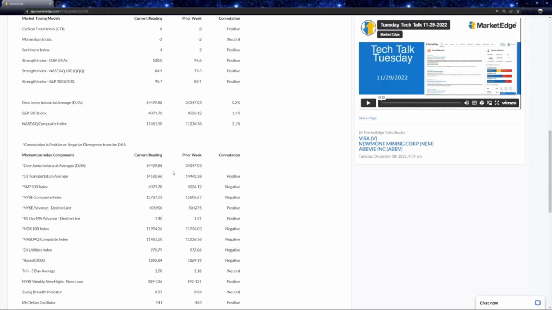As far as the different sectors went, they're mostly higher. Communication services, consumer discretionary, healthcare, materials, and technology outperformed, while energy and financials were the weakest groups.